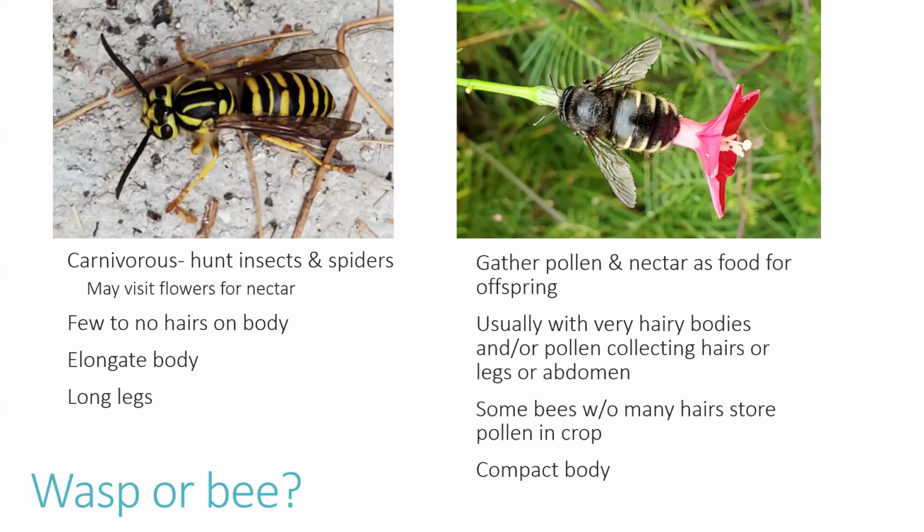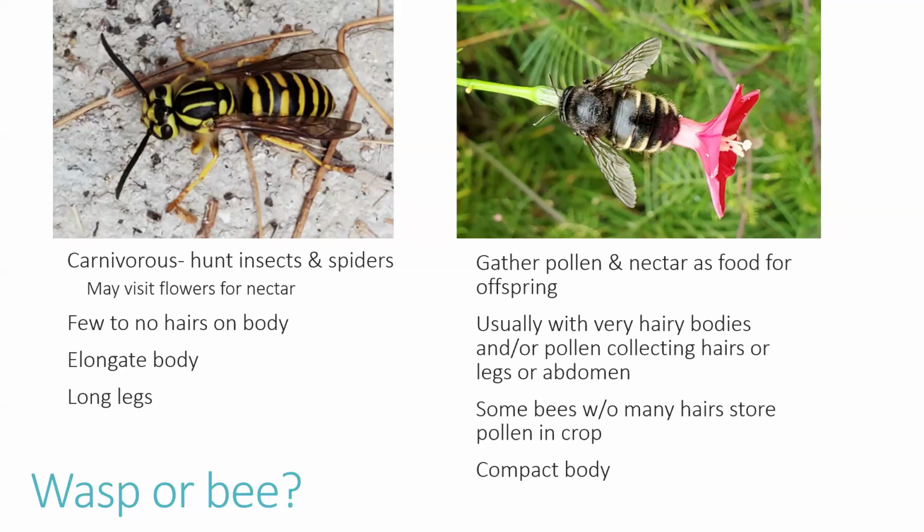The wasps are going to feed on nectar as adults, and they are also, as adults, going to go out and hunt for insects and spiders. They will sting those, paralyze them, and bring those back to their nest or nursery area, depending on if they're solitary or social. In the case of the social wasps, like paper wasps or yellow jackets, they will feed those to their offspring.